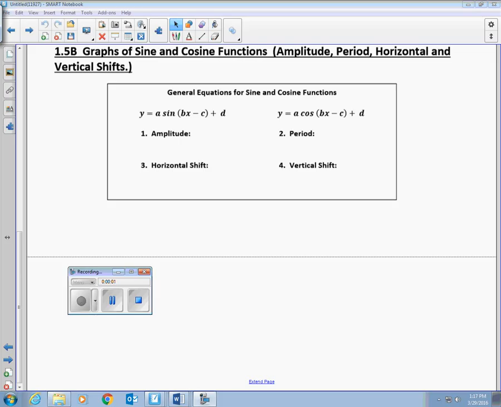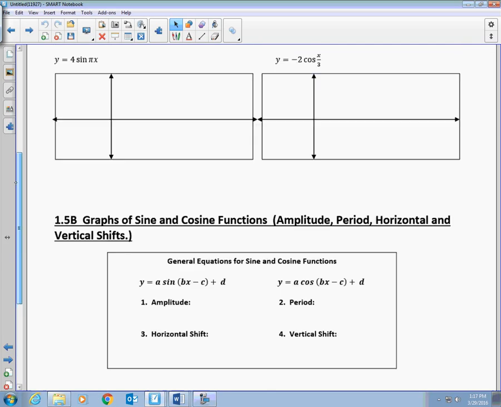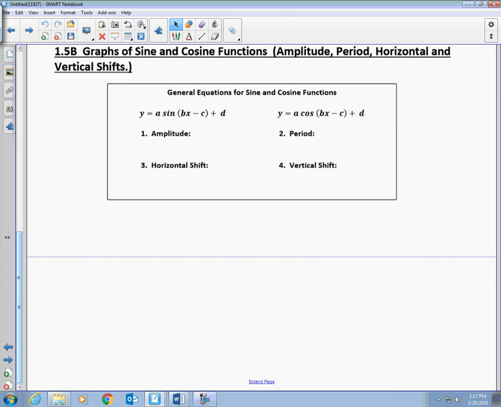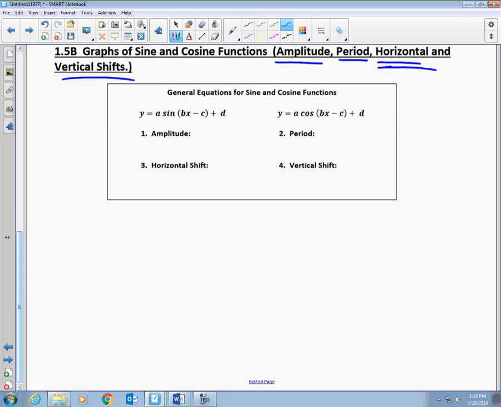Time for some math. So our last topic before you get ready for your third quarter final exam: graphs of sine and cosine. Yesterday we did amplitude and period. Today we add in the horizontal shift and the vertical shift. This is the most important lesson for the unit. If you can understand today's lesson, you have an excellent chance at getting 100% on this next test.